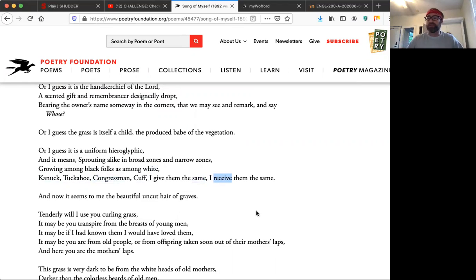And that's a reference to burial, to death. He says that what the grass means is that you're all the same to the grass, or we, I should say, are all the same to the grass. The grass doesn't care. It will take you in, it will receive you. It will take you in, and then it will decompose you, and then it will put you back out in the world.